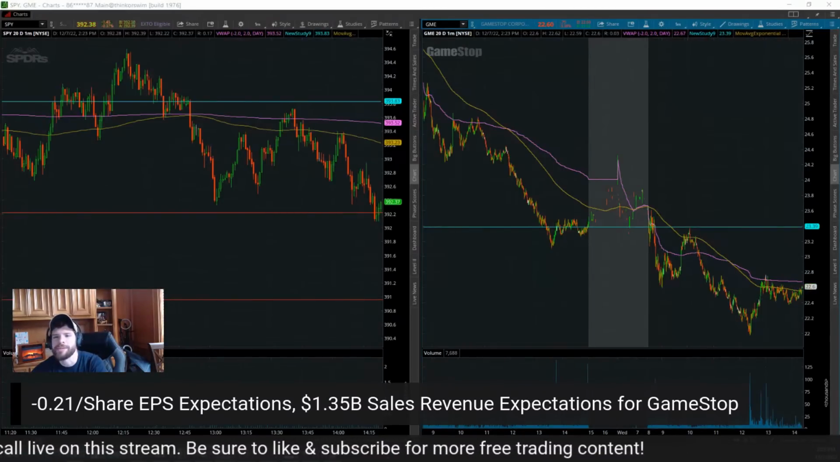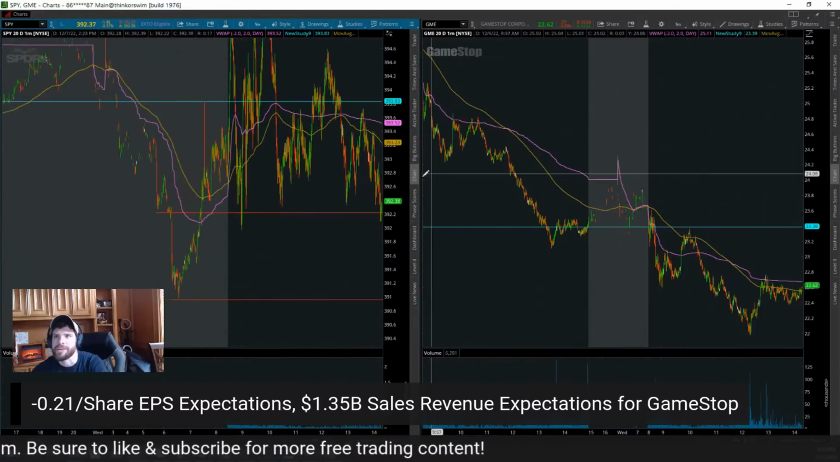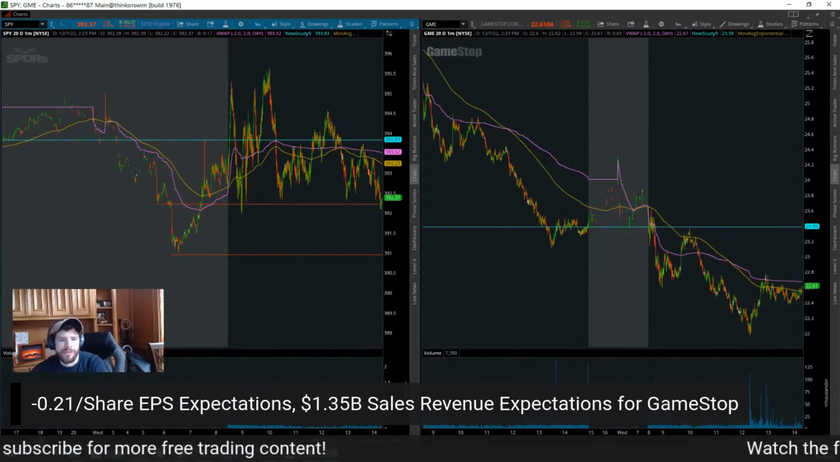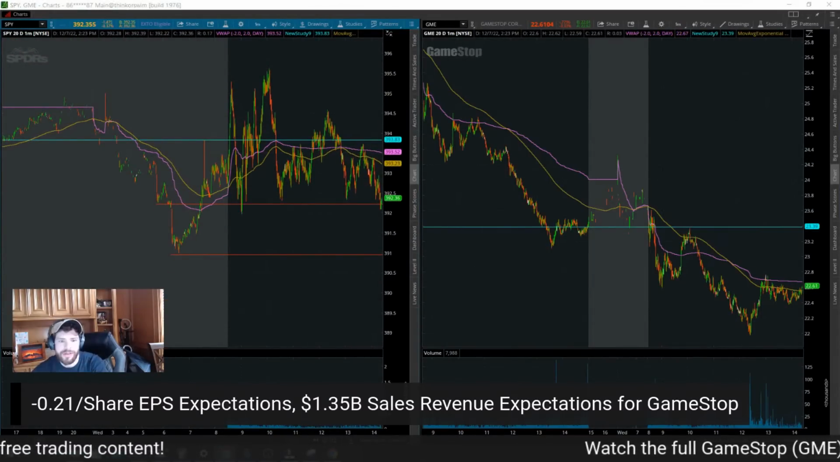GameStop started to pop up. SPY's been completely neutral and boring today. Just not much action. We're starting to test lows right now, but it's been very, very neutral, very, very chop heavy.